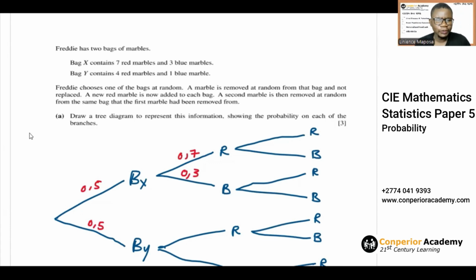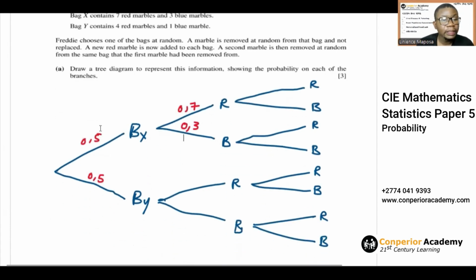No, let me do the bottom up. They say bag Y has a total of 5 marbles, 4 red, 1 blue. So if you want to pick red, that's going to be 4 divided by 5, which is 0.8. So this is going to be 0.8. That means this is 0.2. Okay, so let me go back to the top branch, picking from bag X.